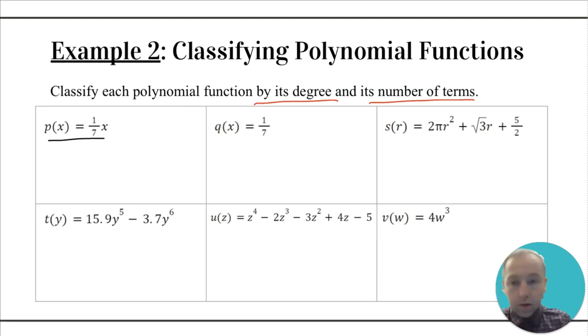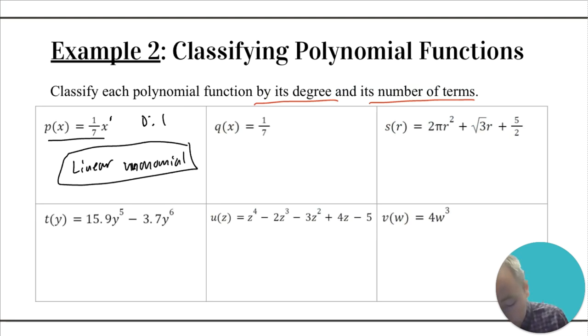So when you look at the first function right there, you can see that the degree is going to be 1, because that's the highest exponent of x. So therefore, this has to be a linear polynomial. That would classify it by its degree. And then also, it only has one term, just that monomial 1/7 x. So therefore, we would classify this polynomial as being specifically a linear monomial.